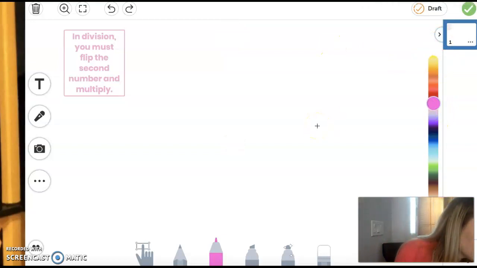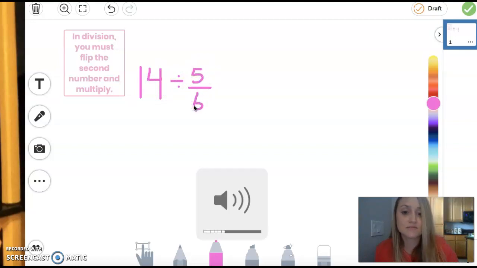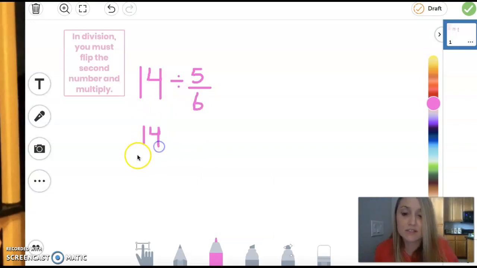So let's see, let's try this one. 14 divided by 5/6. Okay, 14 divided by 5/6. So here we have 14 over 1. We're going to flip the second number and multiply. Okay, so we have 6 over 5.